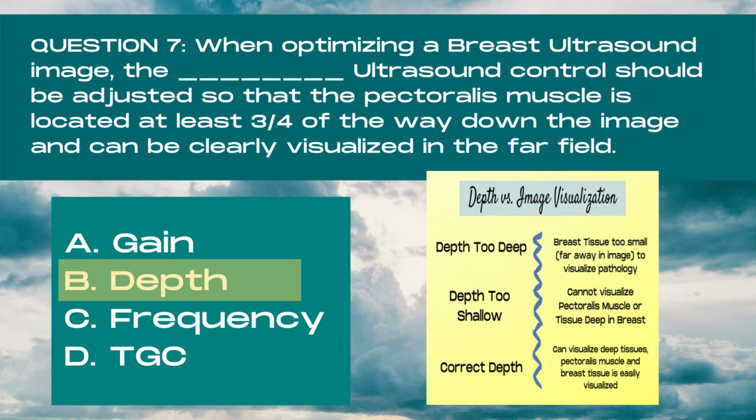Ideally, on a breast ultrasound, the depth should be set so that the pectoralis muscle is about 3/4 of the way down the image, and the pectoralis muscle can be clearly visualized in the far field. This ensures that you're seeing that deeper breast tissue.